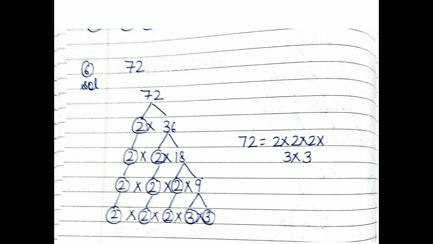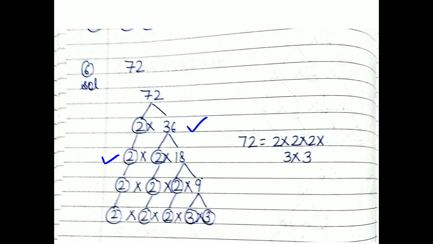2 36s are 72. Now you copy down 2 as it is. 36 you will write 2 into 18. Clear? Then you will copy down both the 2s as it is. Make the factor of 18. 2 9s are 18. Now all three 2s you will copy down as it is and make the factor of 9, that is 3 into 3. So 72 factors are 2 into 2 into 2 into 3 into 3.